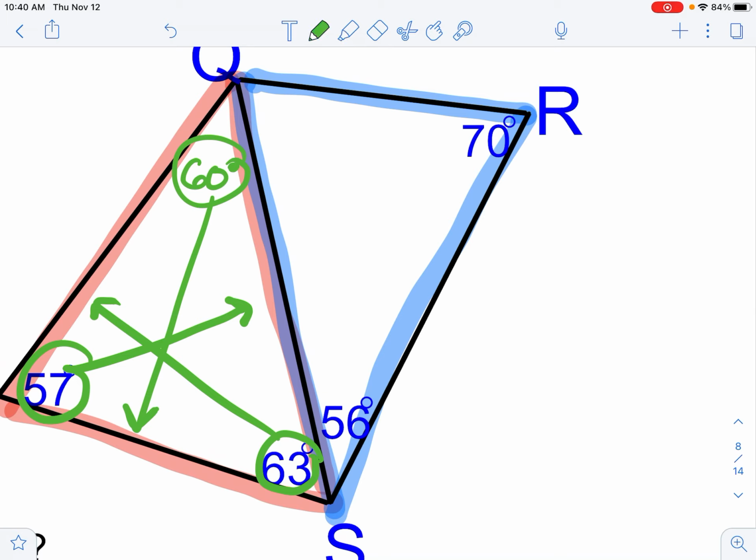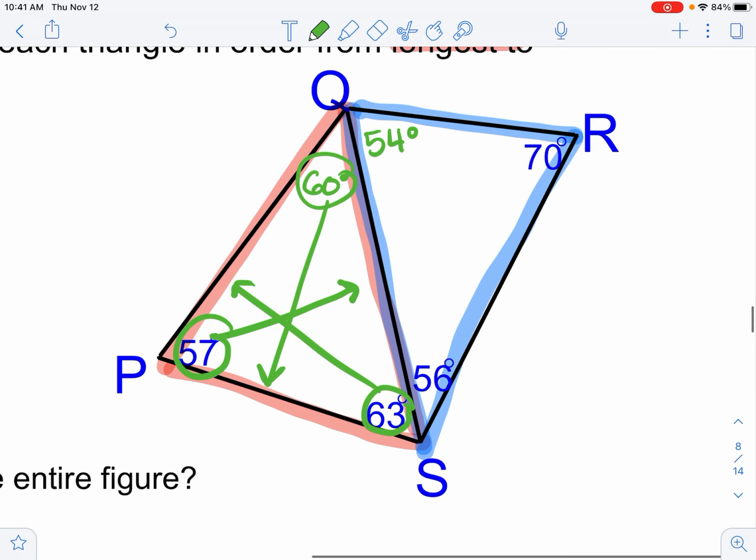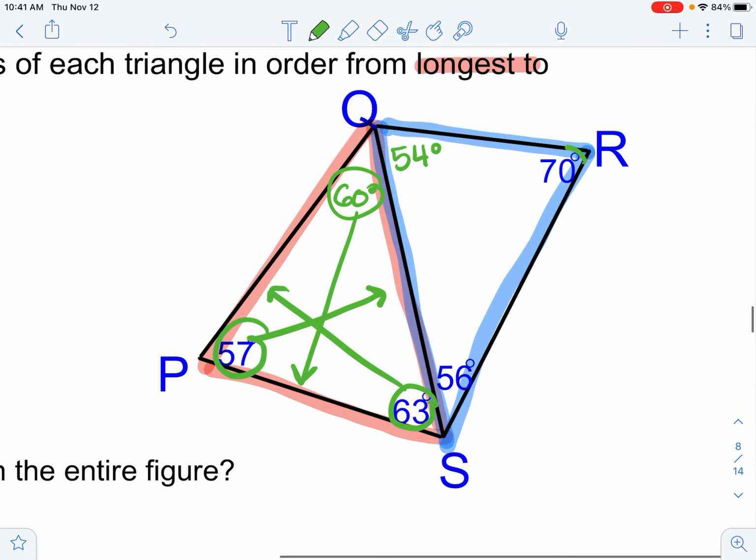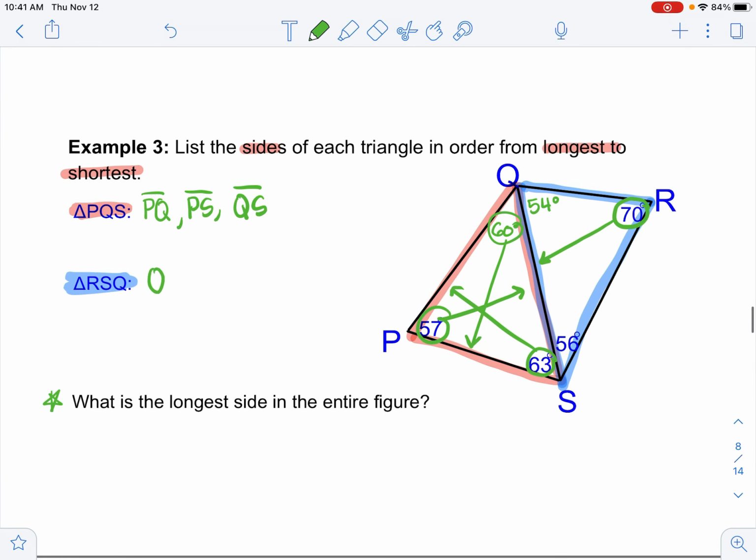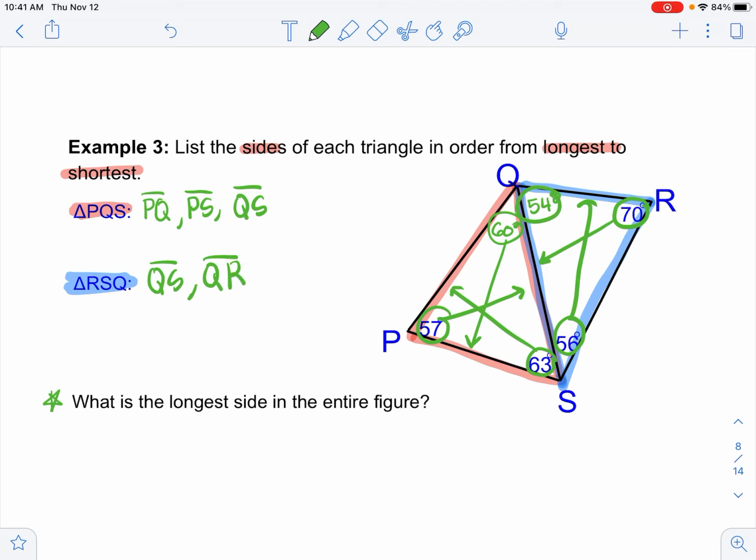All right, same thing. I'm going to fill in my missing angle. I'm going to do 70 plus 56, which is 126. 180 minus 126, which is 54 degrees. Okay, so now once again I want longest to shortest. So my biggest side in this triangle is opposite of the 70-degree angle. So my biggest side in that triangle is QS. Then 56 is the next biggest angle, so QR. And then finally my smallest side in that triangle is RS.